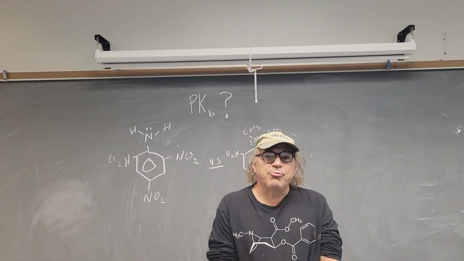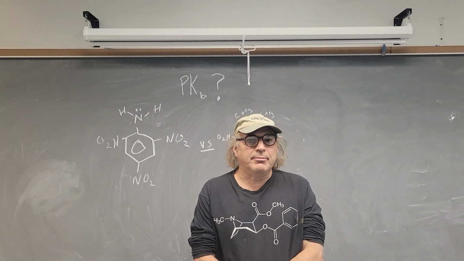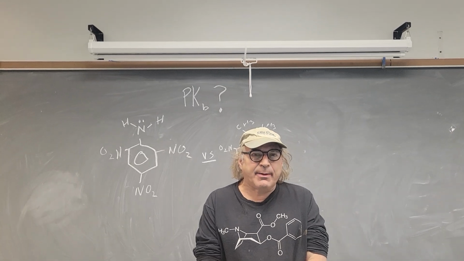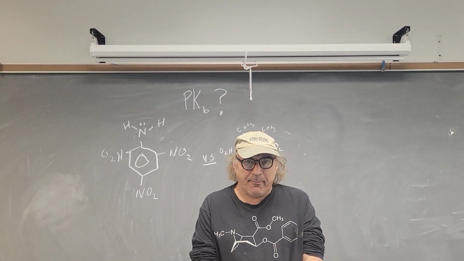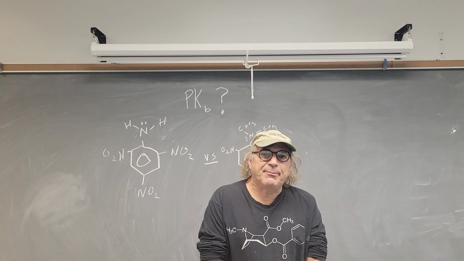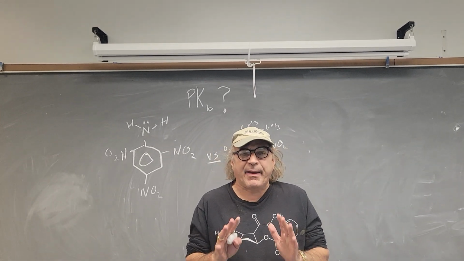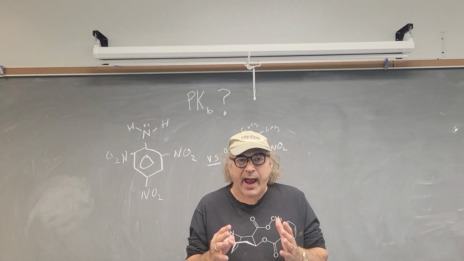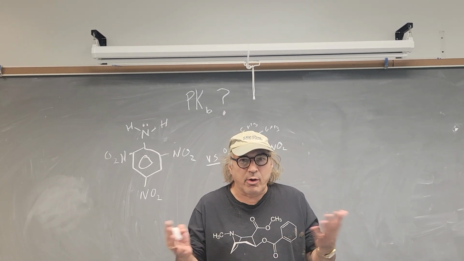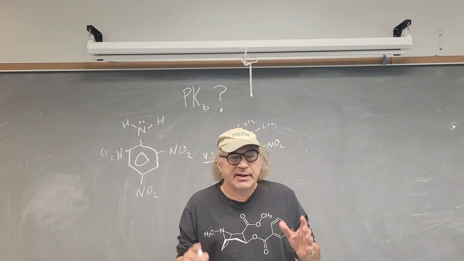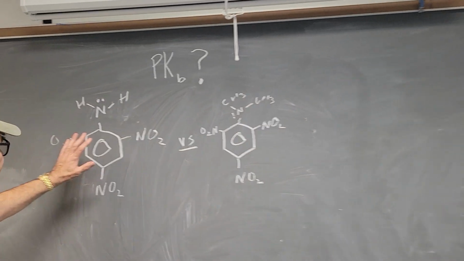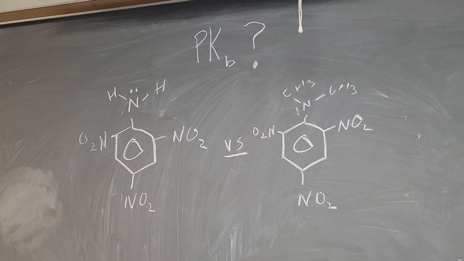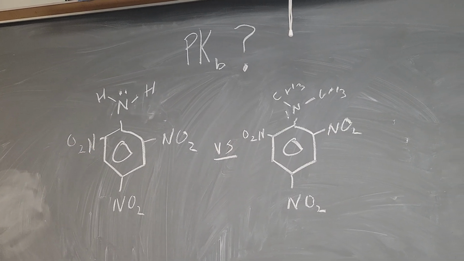Hi, I'd like to go over a problem with you. This is a hard problem. It's a challenging problem. What I want you to do is to compare the pKb's of these two compounds. Before we start, keep in mind amines are bases. And if you're a base, that means you want to capture a proton or an H+. That's the concept. Now, I give you these two compounds, okay? And I ask you, how are they comparing pKb?